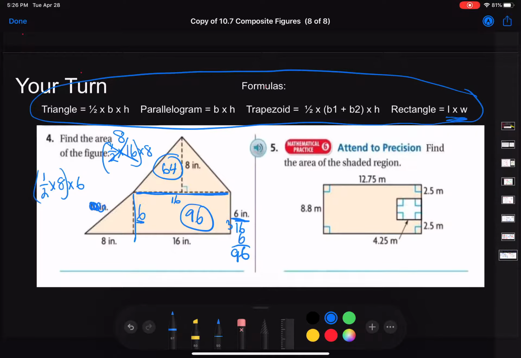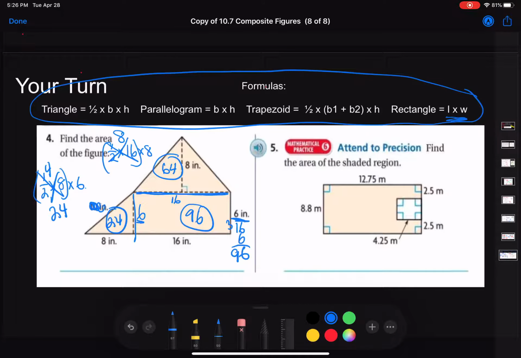Okay, so now this is what I would do. I would simplify, and I would half the 8. What's half of 8? 4. So then you have 4 times 6, which is 24. So this is 24. Then what you need to do is add them all up.